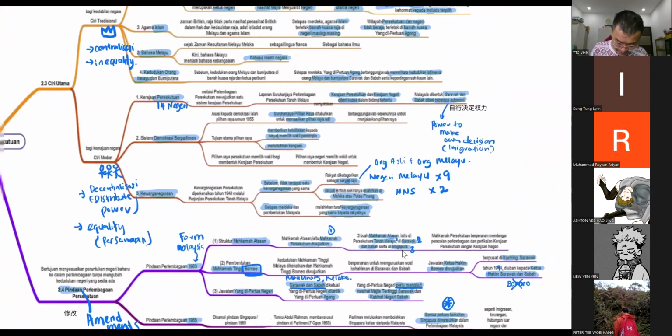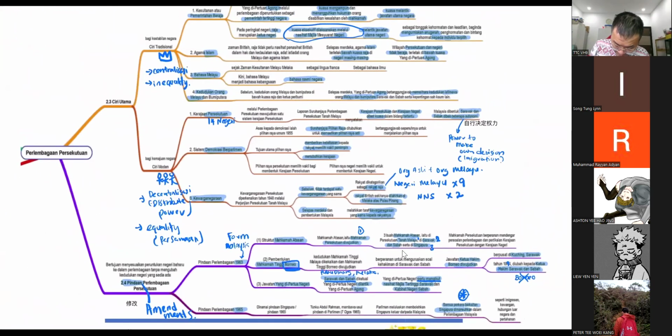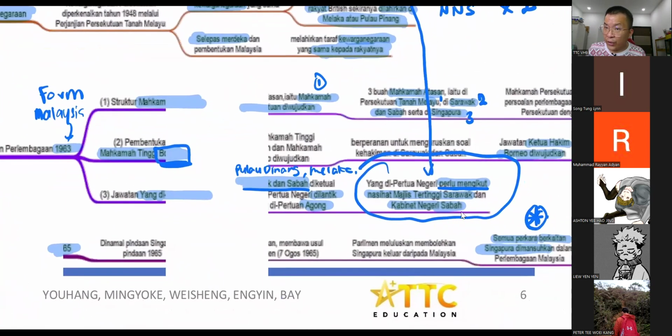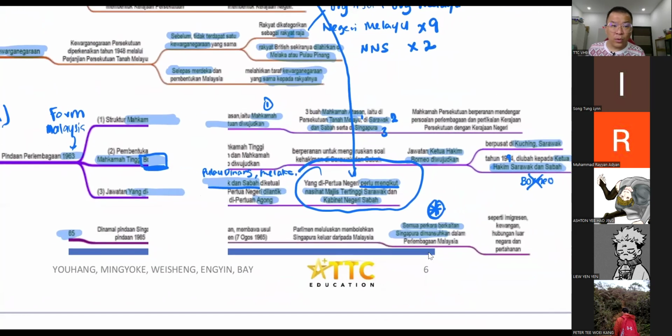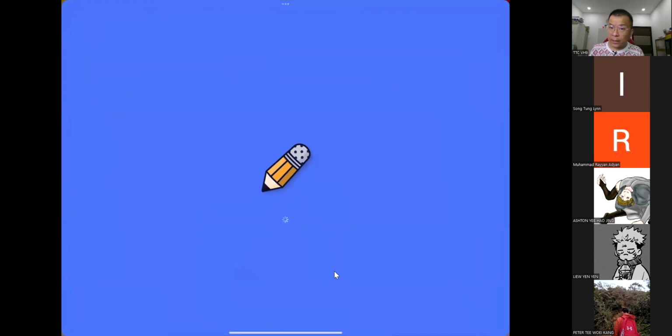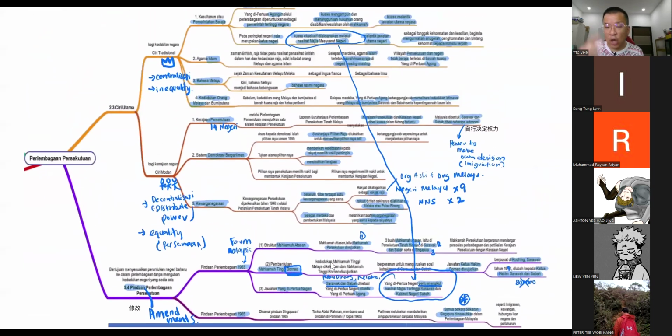So when you compare this and this, you see the difference. Here you read, Sultan, kuasa eksekutif dilaksanakan melalui nasihat Majlis Negeri. Then this one is different. Yang di-Pertuan Negeri perlu mengikut nasihat Majlis Tertinggi Sarawak dan Kabinet Negeri Sabah. So the non-Sultan they are more restricted compared to Sultan Negeri. But this is comparison for fun only. Not important.